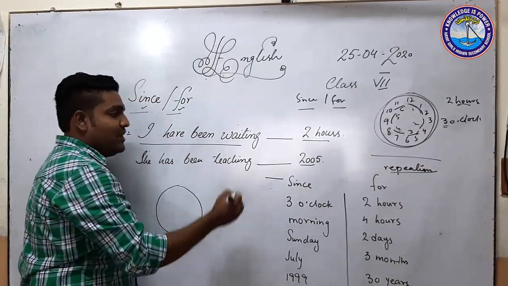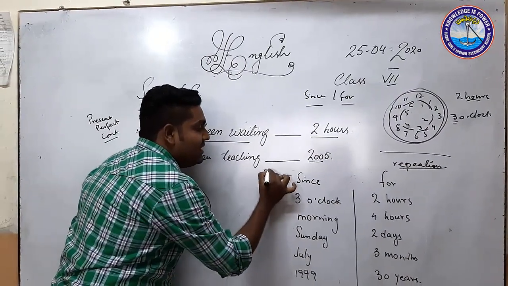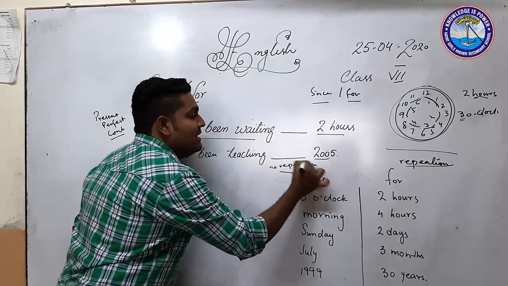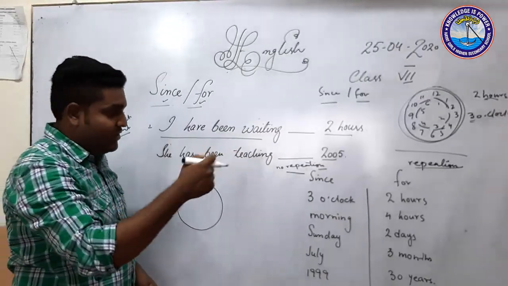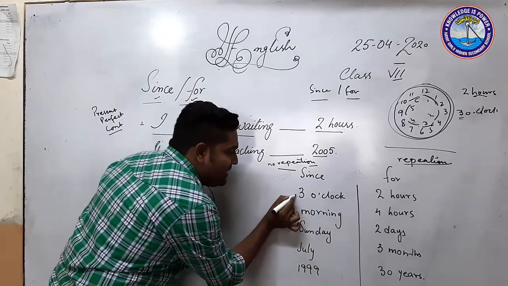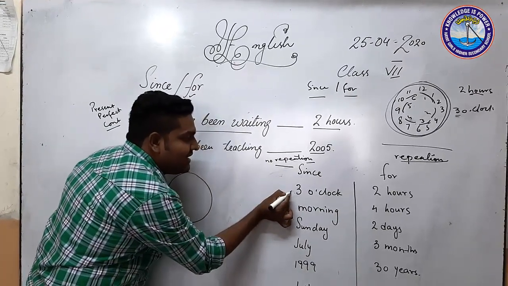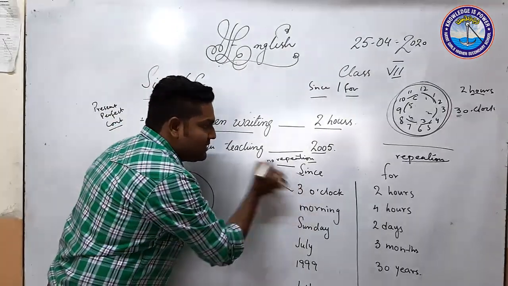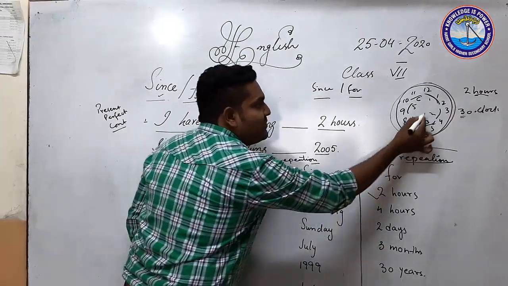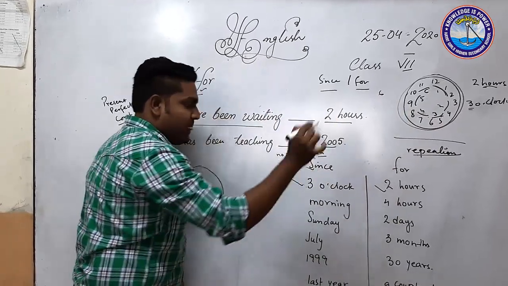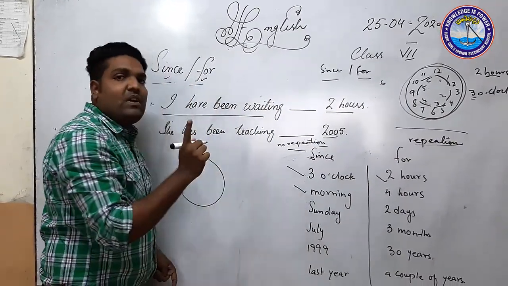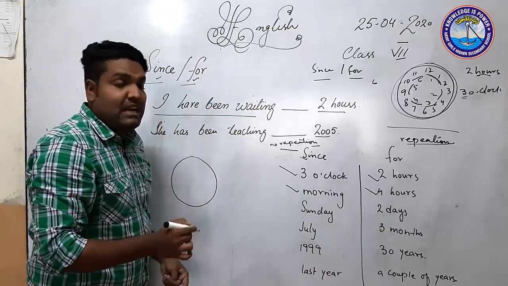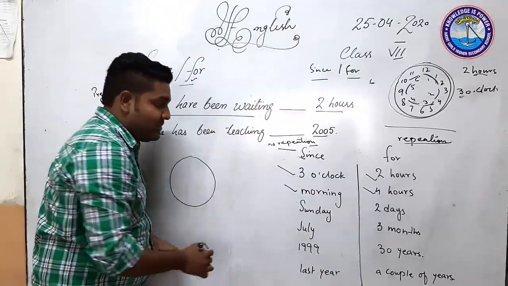Let's see more examples over here. It means that there is no repetition of time, so we use since. Now let me make it clearer. In the complete circle, 3 o'clock comes only once, so we use since. 2 hours comes again and again, 6 times. In 24 hours, there is only one morning. But in 24 hours, we can see that 4 hours comes 6 times.